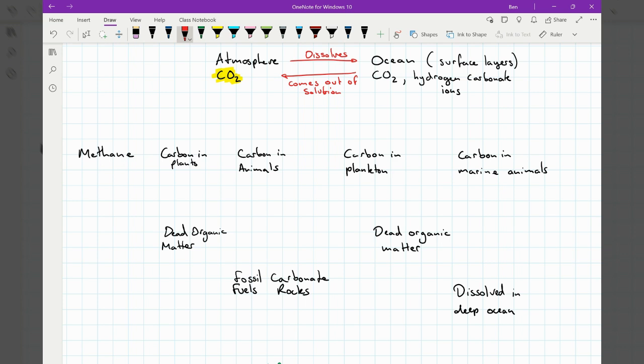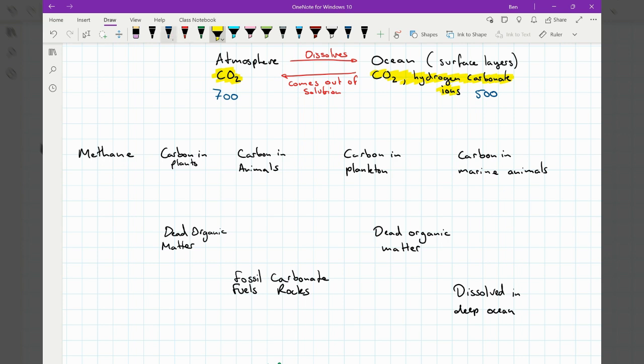All right. And the amount in the atmosphere is 700 billion tons of carbon dioxide or carbon, and there is 500 billion tons, sorry, in the ocean, in the surface layers. Okay, so just at the top of the ocean. Remember, the ocean is very deep in places. And it's in these two forms here, carbon dioxide and hydrogen carbonate ions as well.